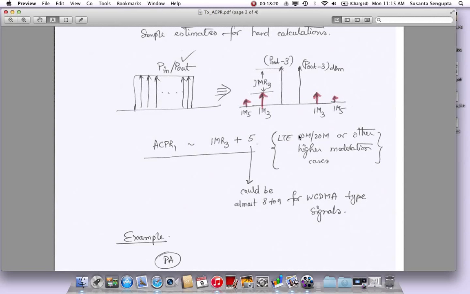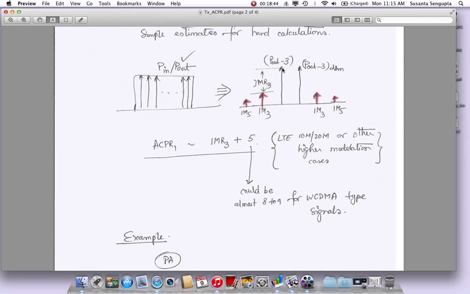In case the modulation is not so high, or you're not trying to send a lot of data, or your peak to average ratios are lower, then this factor of 5 you could also estimate as about 8 to 9, where 8 is roughly the number for WCDMA systems. So if this was a WCDMA system, it will also have many subcarriers, but there you can just take the IMR3 value and add about 8 to it, and it will give you the ACPR value.